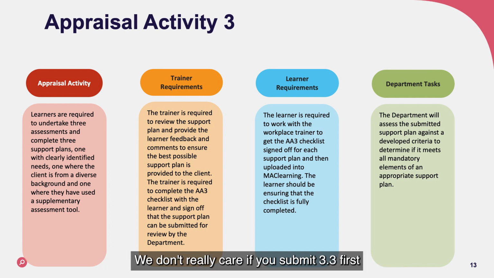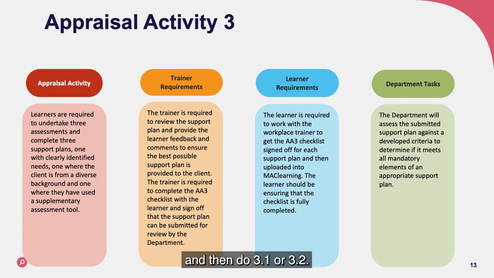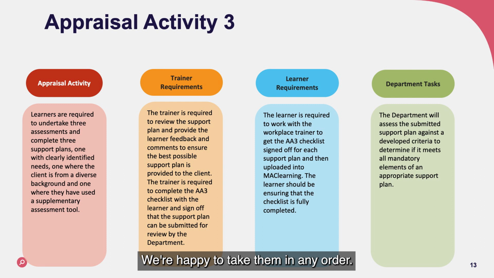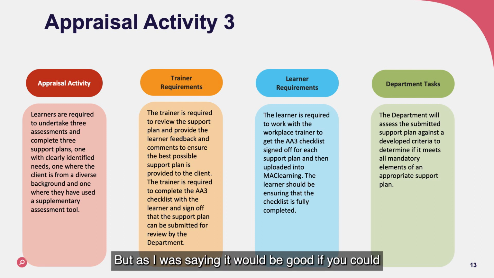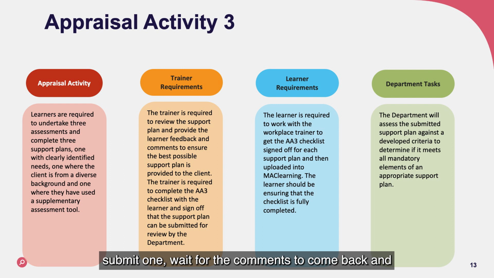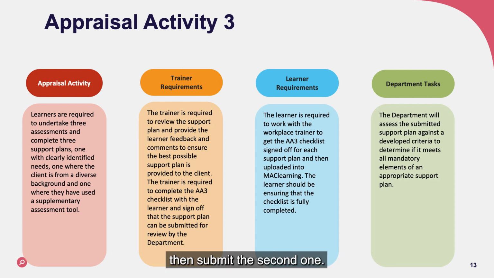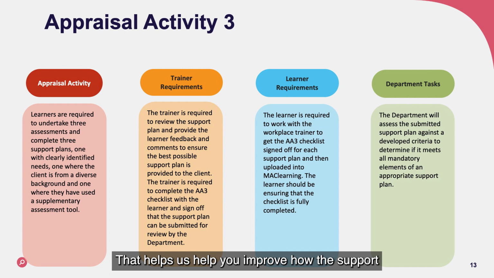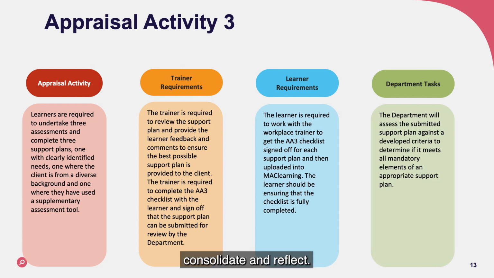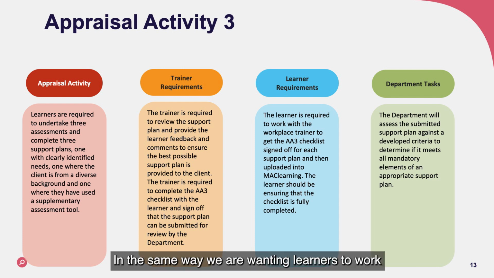We don't really care if you submit 3.3 first and then do 3.1 or 3.2. We're happy to take them in any order. But as I was saying, it'd be good if you could submit one, wait for the comments to come back, and then submit the second one. That helps us help you improve how those support plans are written, and it gives you a bit of time to consolidate and reflect.